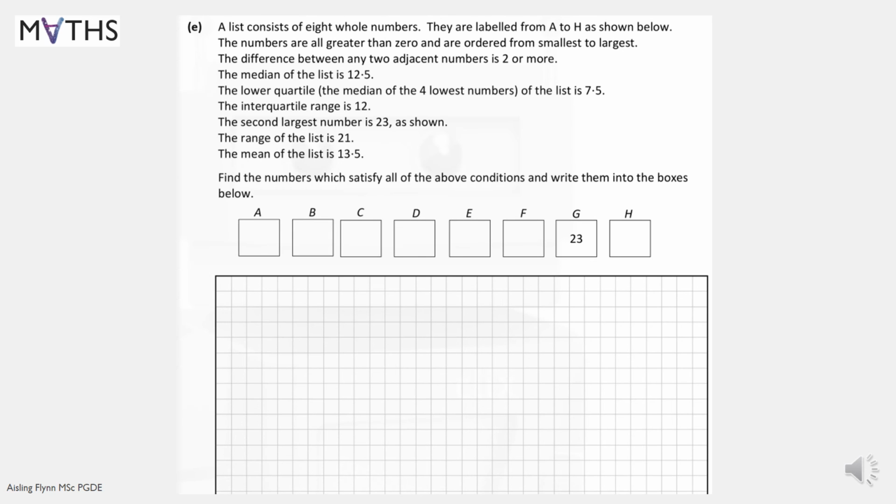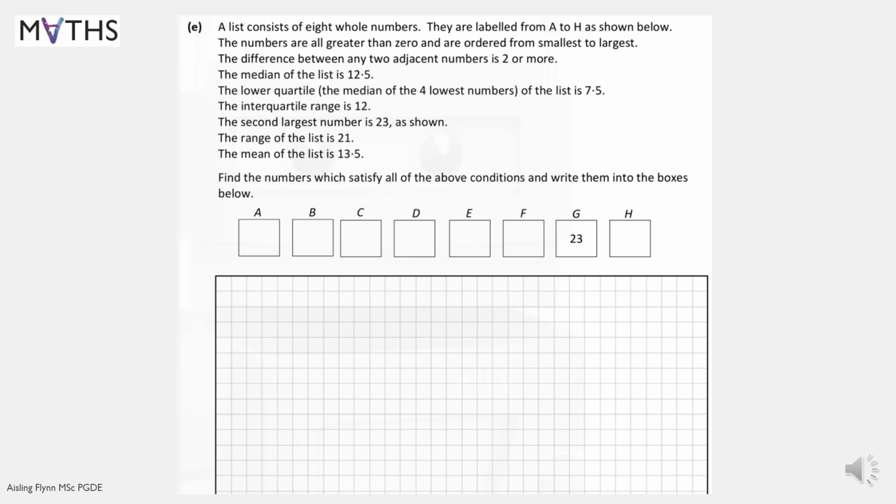Okay, last part of that question is part E. And this is a very interesting one. Really like this. A list consists of 8 whole numbers. They are labelled A to H as shown below. The numbers are all greater than 0 and are ordered from smallest to largest. The difference between any 2 adjacent numbers is 2 or more.